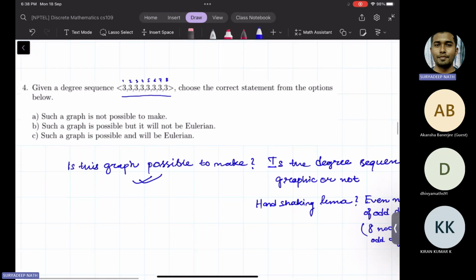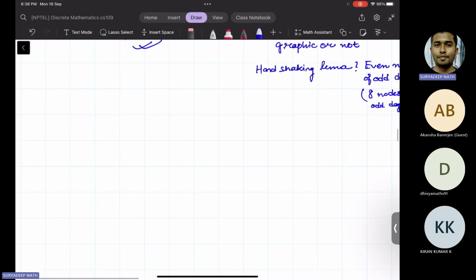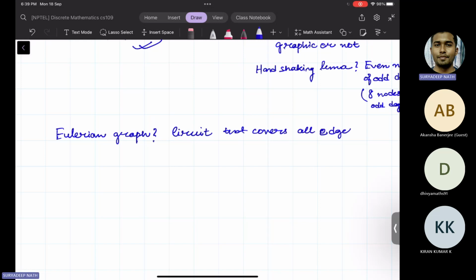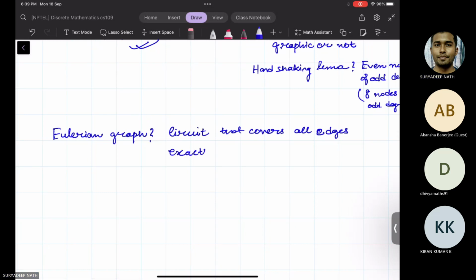Now, whether this graph will be Eulerian or not. Can anyone tell me what an Eulerian graph is? It traverses all the edges of the graph without repeating any edge, starting from the same vertex and ending there. So it's basically a circuit that covers all edges exactly once, not more than once. So this is an Eulerian graph.